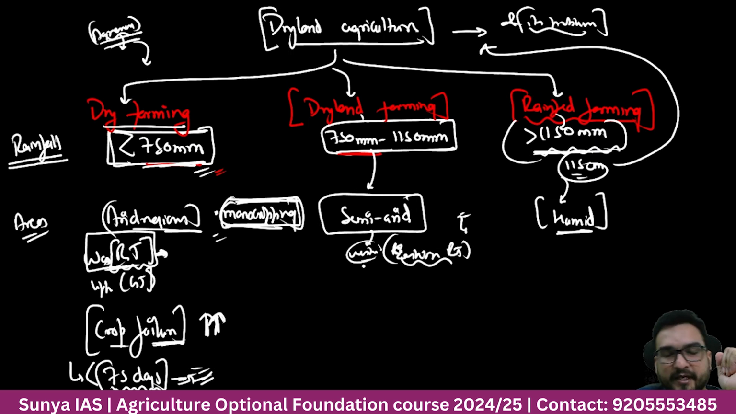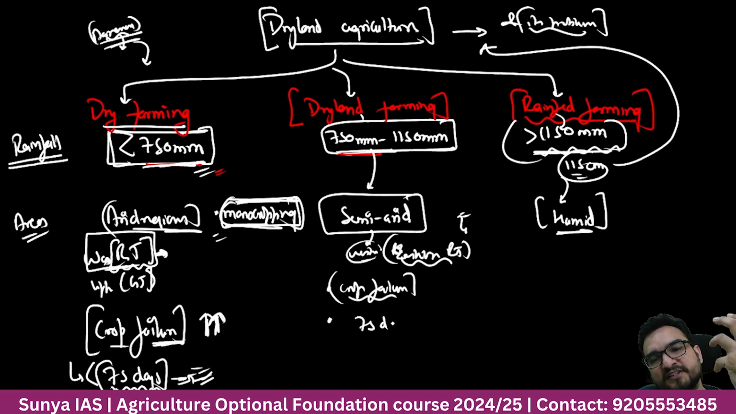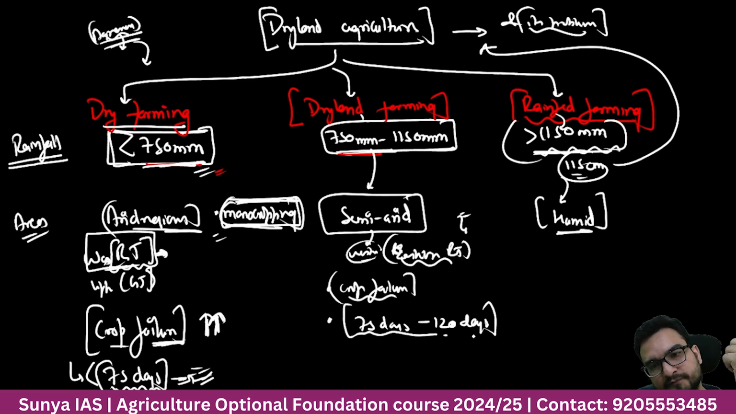Just wait. Semi-arid region. Now in this region, crop failure is not that much because we are receiving rain, right? Moderate rain we are receiving over here. Here we can go for crops which have a growing season of more than 75 days up to 120 days. Which crops can be grown? Millets, like pearl millet and finger millet, we can go for those crops.